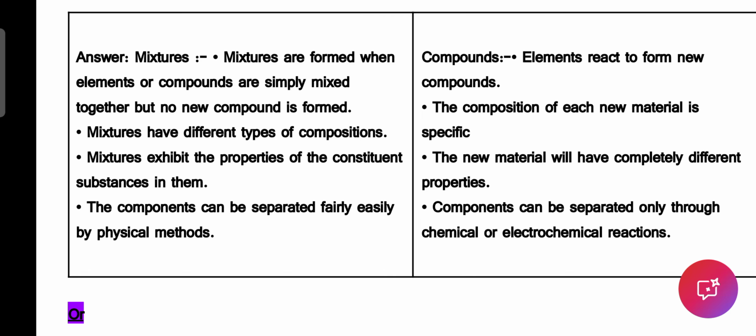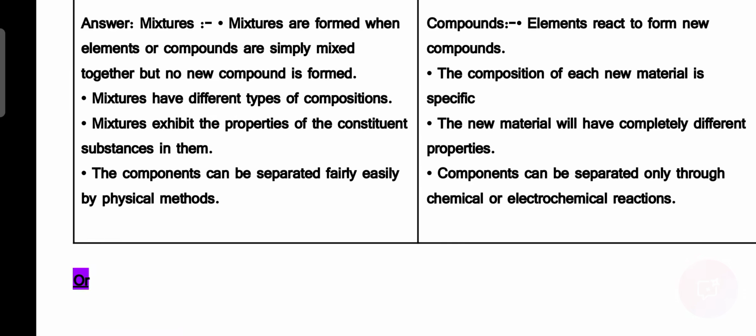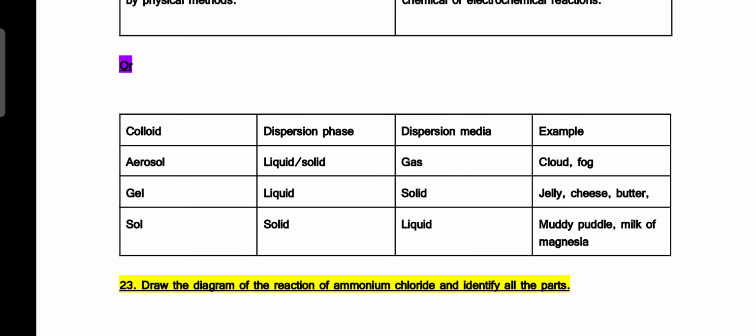In the case of mixtures, the components can be easily separated by physical methods. For example, a salt solution can be separated by using the evaporation method. And in the case of compounds, it is not possible to separate them by using physical methods. We have to follow chemical or electrochemical reactions for separating the components.